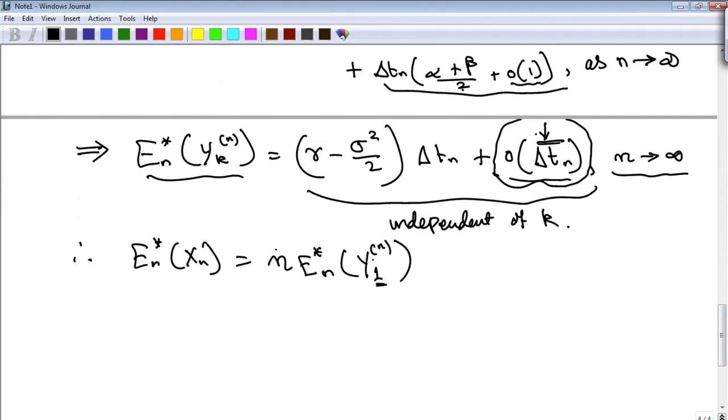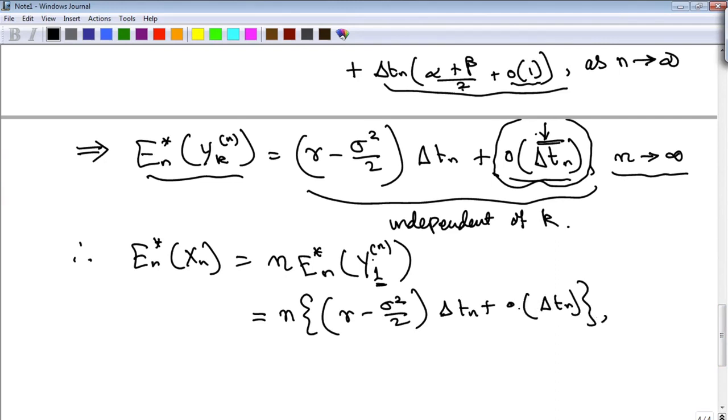And then you have a summation, say k equal to 1 to n. So that will bring you an n here. So that gives me n times r minus sigma square by 2 delta Tn plus small o of delta Tn, right? So since I'm writing this notation, I have to always write n tending to infinity. Always I have to write it wherever I write this small o notation.